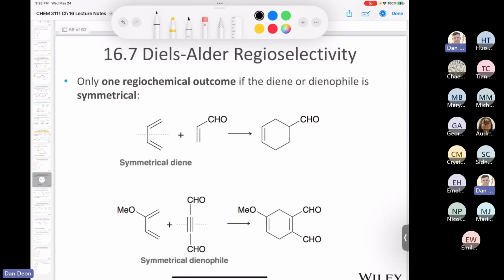So I want to cover this one more topic with you, the topic of regioselectivity. Let's say you have a diene that's symmetrical and then a dienophile that's asymmetrical. You don't have to worry about regioselectivity in that case, right? If you look at both of these reactions that are on this slide, there's no regioselectivity to consider. You just draw your curved arrows, you draw your product, you walk away, wipe your hands, and you're done, okay?